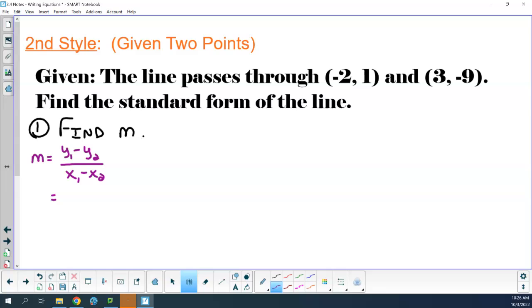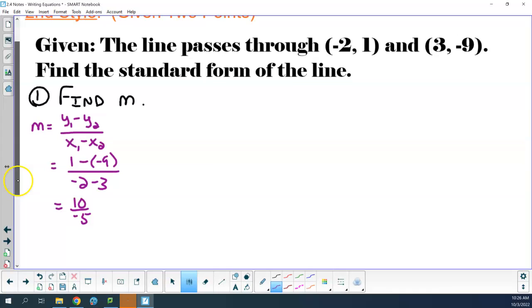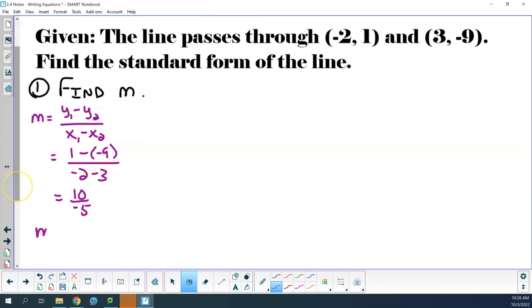So that would be 1 minus -9 all over -2 minus 3. 1 minus -9 is like 1 plus 9, which is 10. -2 minus 3 is -5. So that gives me a slope of -2.